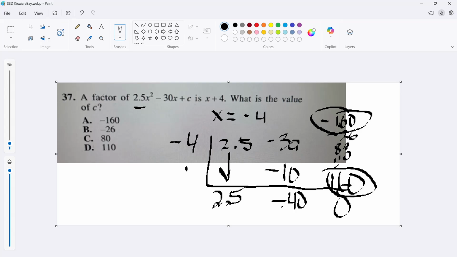Negative 26 plus 160 is not 0. 80 plus 160 is not 0. 110 plus 160 is not 0. B, C, and D don't work. A does work. So either do it by Desmos if you're working the digital, or do it by hand, synthetic division. You could do polynomial long division too if you would like. And you'll find that the answer is A, negative 160.